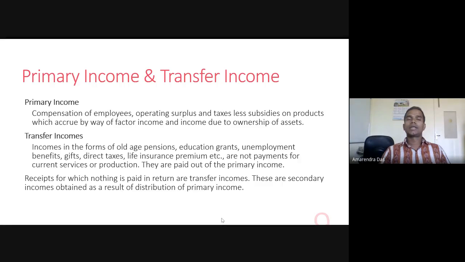So you are not getting old age pension because you are working now. You are not getting education grants because you have given something. So you are just getting from somebody, and this is paid out of the primary income. Somebody is paying tax, and that's how we are getting the benefits. So transfer incomes are basically coming as a transfer from somebody else, where you have not really contributed anything. You have not worked, or you have not invested anything, but you are getting some benefits. So receipts for which nothing is paid in return are transfer incomes, and these are secondary incomes obtained as a result of distribution of primary income.